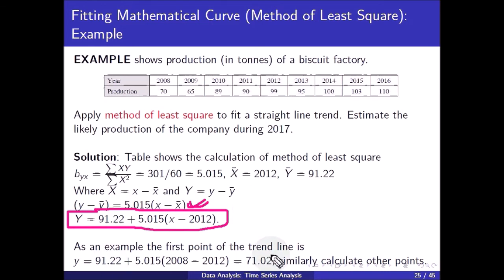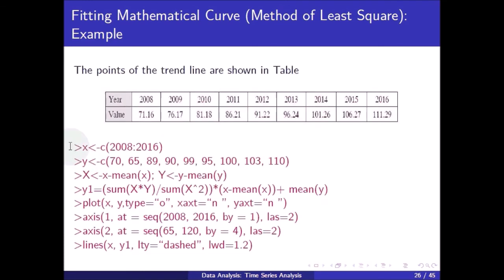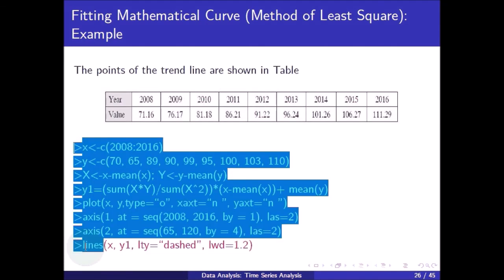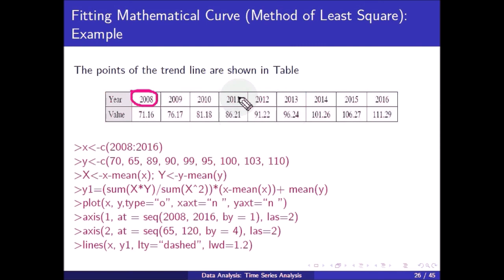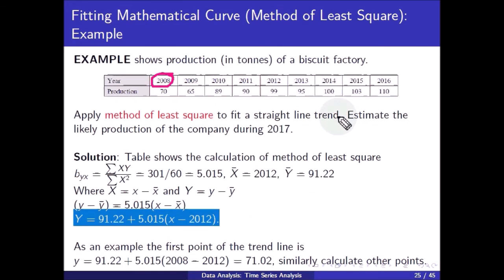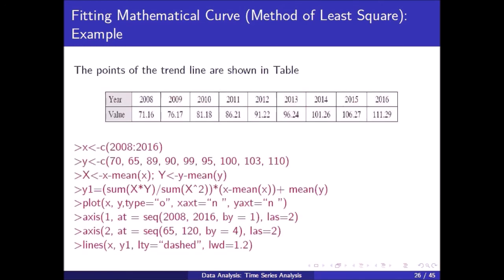As an example, for the first point of the straight line, we put the year 2008. If you put the year, we get the answer 71.02. Similarly, we calculate the other points. These are the implementation lines through which you can implement it, and the points of the trend line. So these are the years, and these are the calculated values. We can get these particular values by applying these equations, and if you put all the x values, we can get all these values.